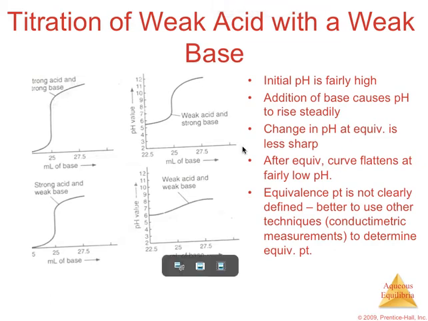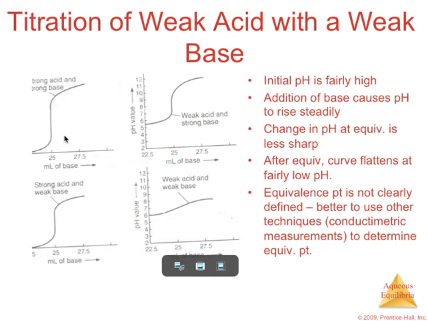Okay, so if we look at a weak acid and a weak base, what we're looking at is this curve down here. Again, the pH of the starting point is fairly high. The addition of the base causes the pH to rise steadily. The change in pH at that equivalence point is very small. It's less sharp. After the equivalence point, the pH flattens out, again at a fairly low pH. This equivalence point is not clearly defined, and it may be better to use techniques other than titration to determine what the equivalence point is.